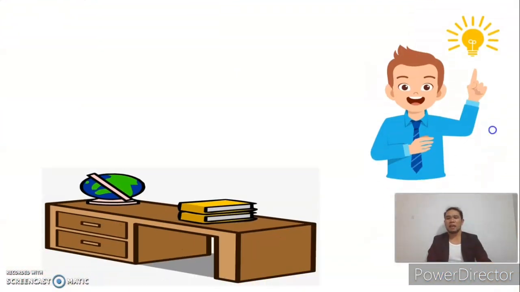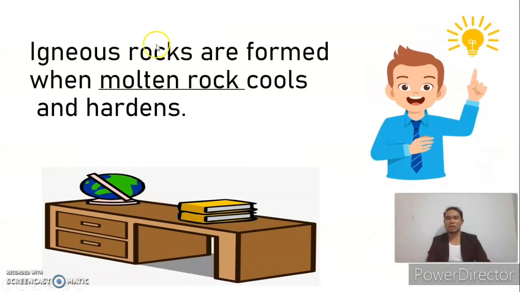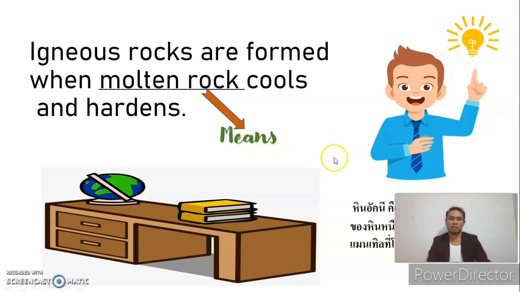Igneous rocks are formed when molten rock cools and hardens. So this one, igneous rocks are formed when molten rock cools and hardens. Yeah, that is what it means. Look at the passage here.